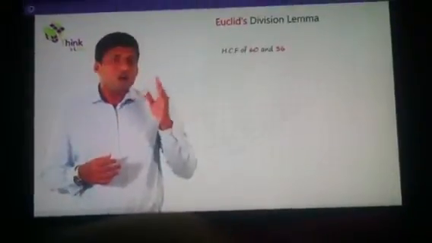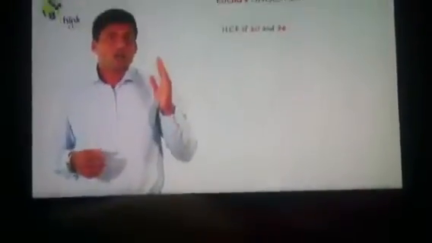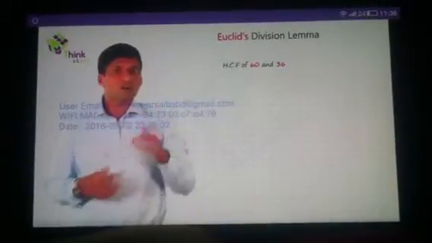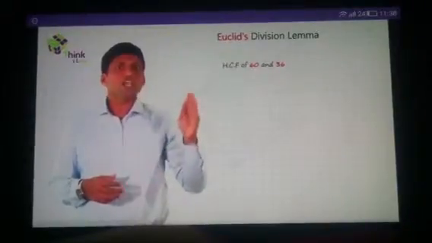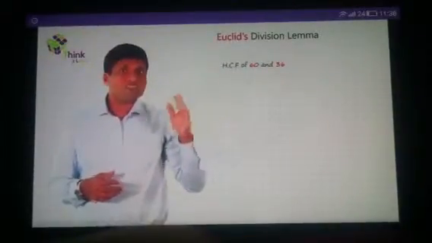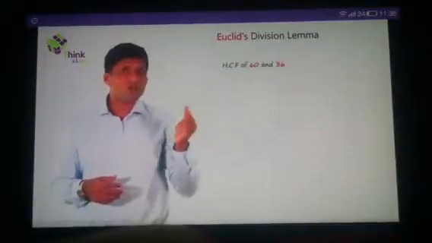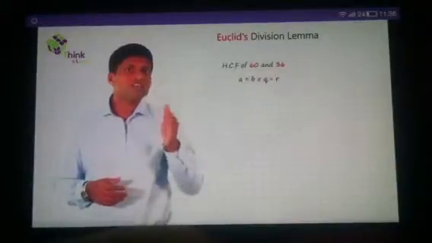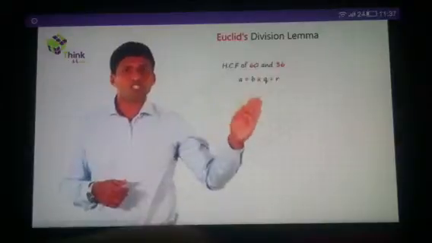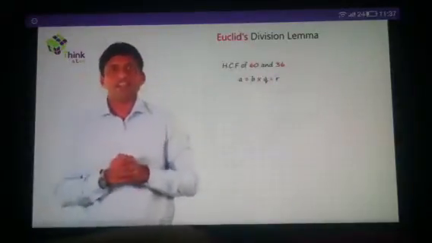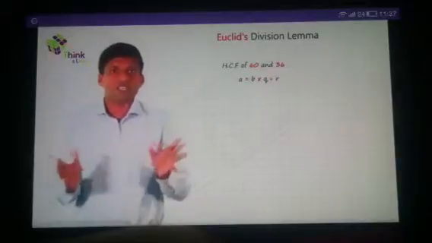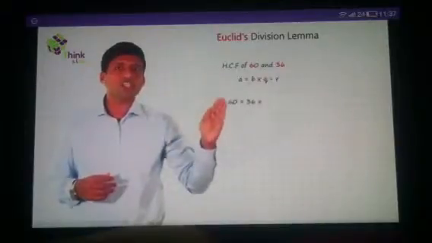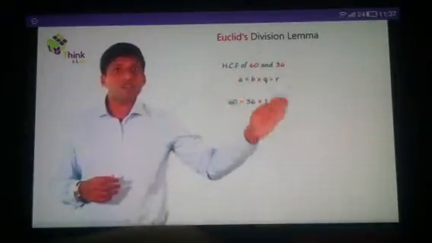So 60 and 36, apply Euclid's division lemma. When I say apply Euclid's division lemma, what you are supposed to do is write 60 equal to 36 into something. You are basically considering a division of 60 by 36, but I'll represent it in the format A equal to BQ plus R, where A is the dividend, B is the divisor, Q is the quotient, and R is the remainder. That's the meaning of applying Euclid's division lemma. That's nothing but division in a different format. So 60 equal to 36 into 1 plus the remainder, which is 24.